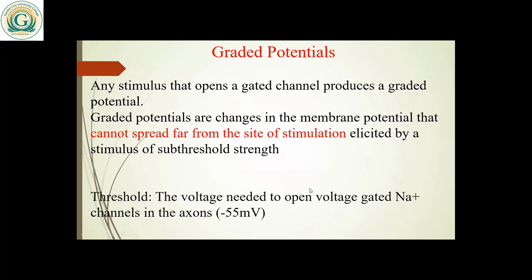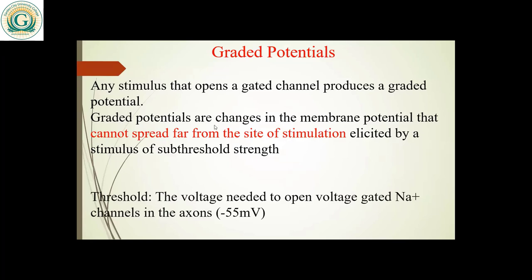We are saying any stimulus that opens a gated channel produces a graded potential. Now there is the neurotransmitter binding to the receptor. When the neurotransmitter binds to the receptor, it triggers the voltage-gated channels to open. Now we want to look at the specific voltage-gated channels that will open. For the transmission of information or impulse, basically, we open voltage-gated sodium channels. Let's take note: voltage-gated sodium channels. These channels should open in the presence of the transmitter-receptor complex.